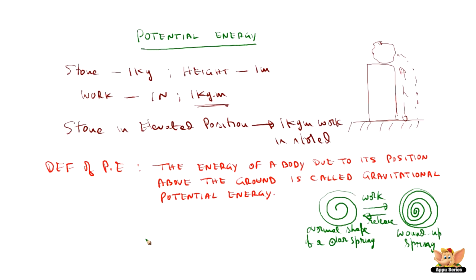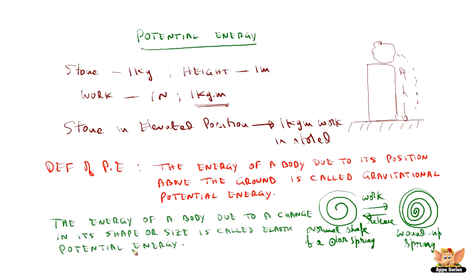So, this particular potential energy is called elastic potential energy. We will now define the other definition for potential energy. In cases where the shape or size is changed, the energy of a body due to a change in its shape or size is called elastic potential energy. In this case, it is the change in the shape that has produced the energy that has been stored in the deformed wound up spring. So, we call that particular energy elastic potential energy.